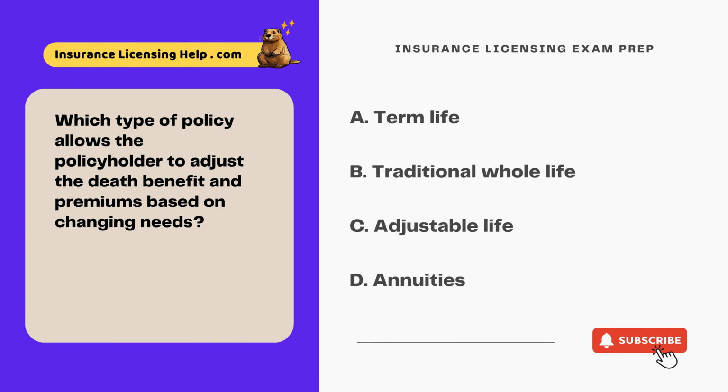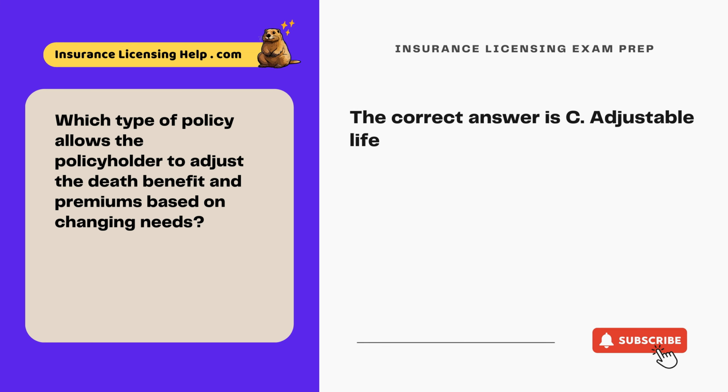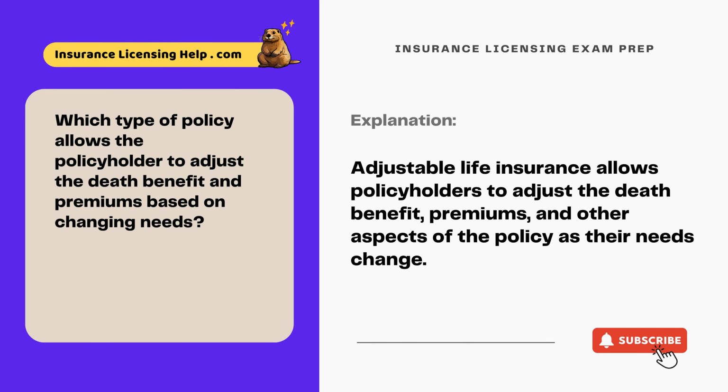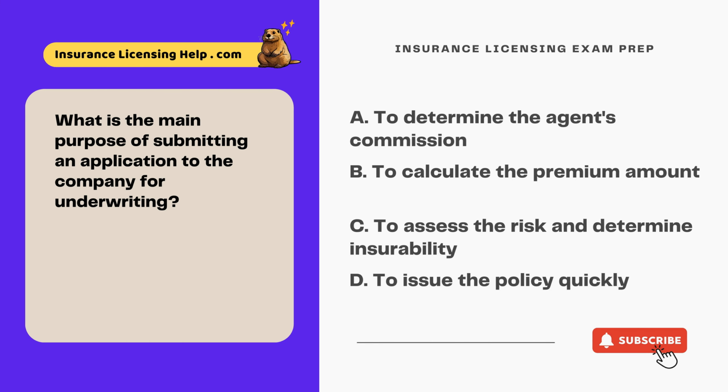Which type of policy allows the policyholder to adjust the death benefit and premiums based on changing needs? A. Term life. B. Traditional whole life. C. Adjustable life. D. Annuities. The correct answer is C. Adjustable life. Adjustable life insurance allows policyholders to adjust the death benefit, premiums, and other aspects of the policy as their needs change.